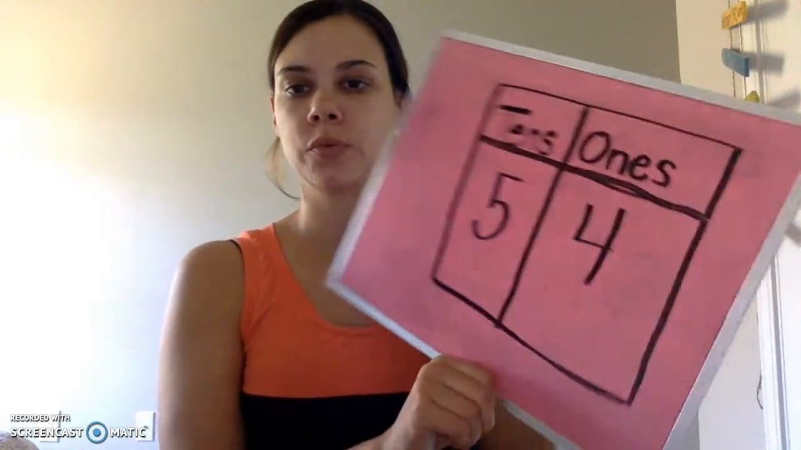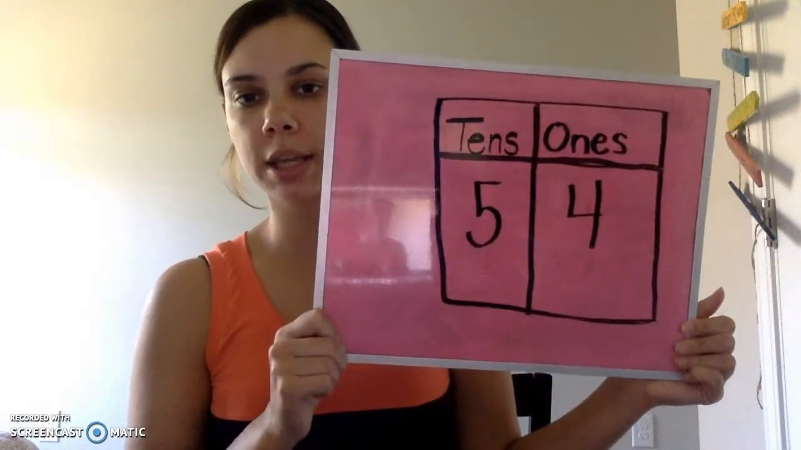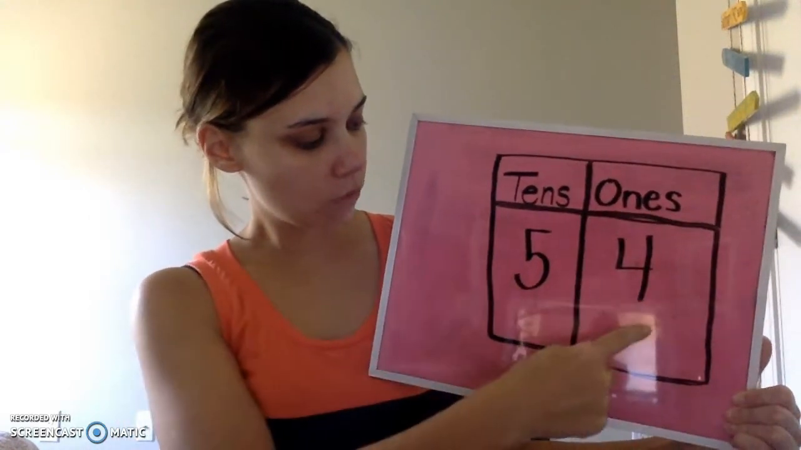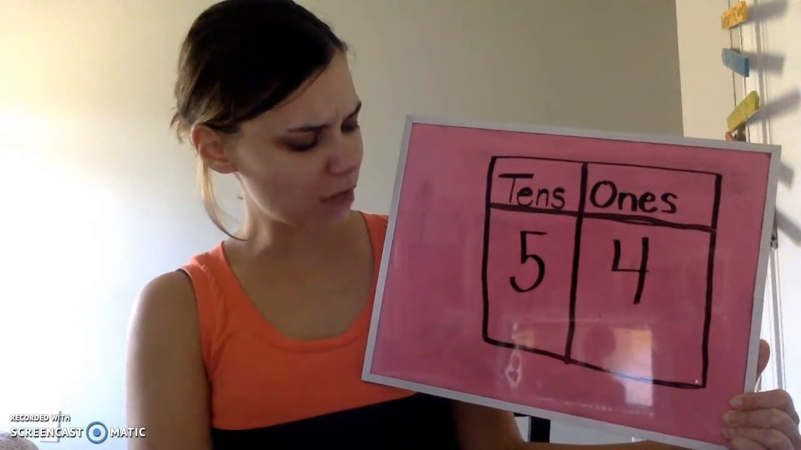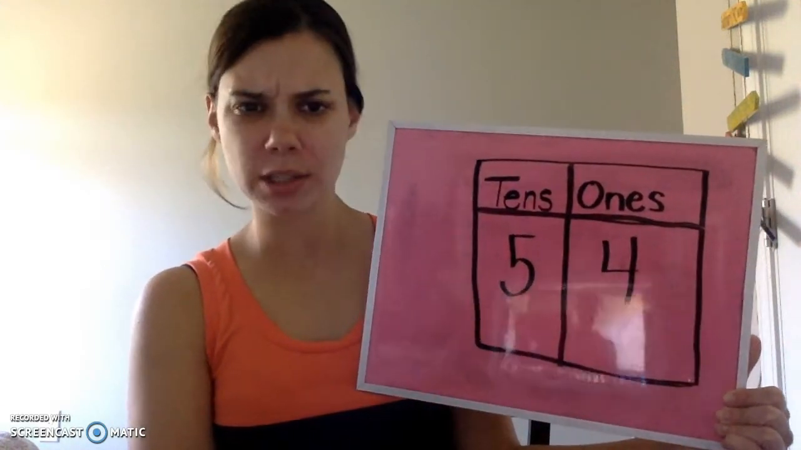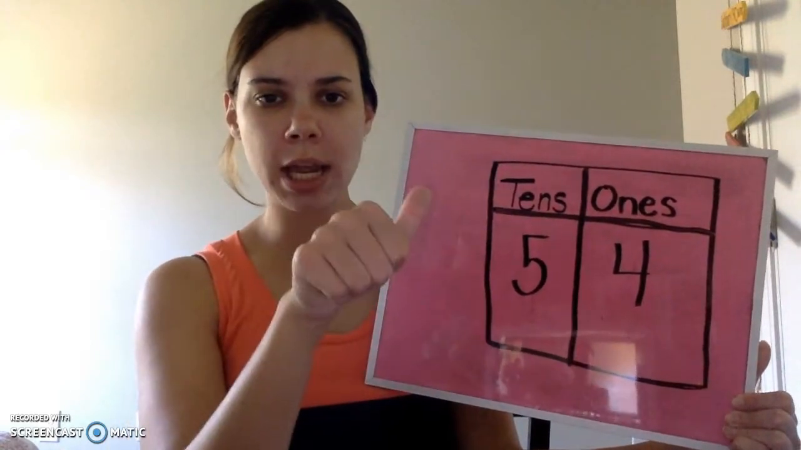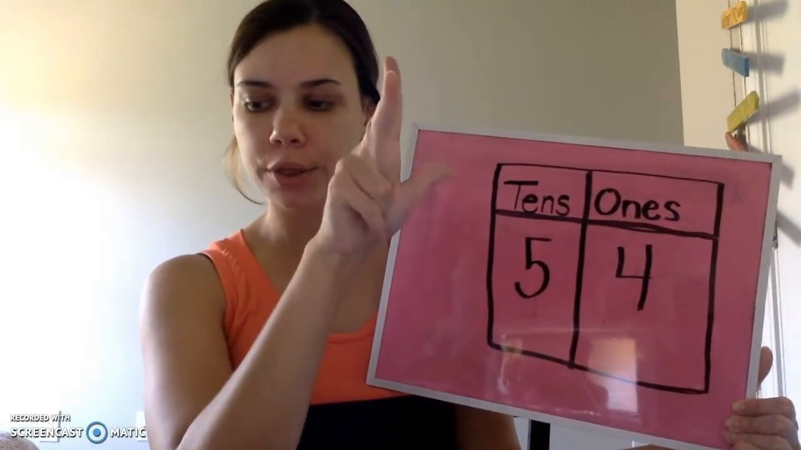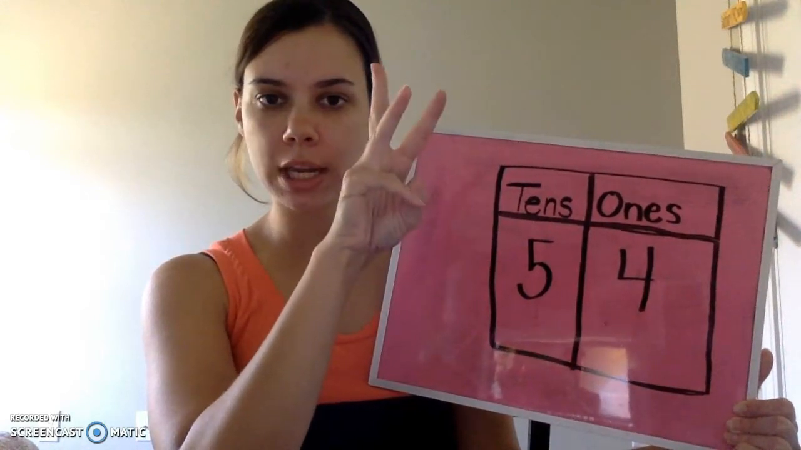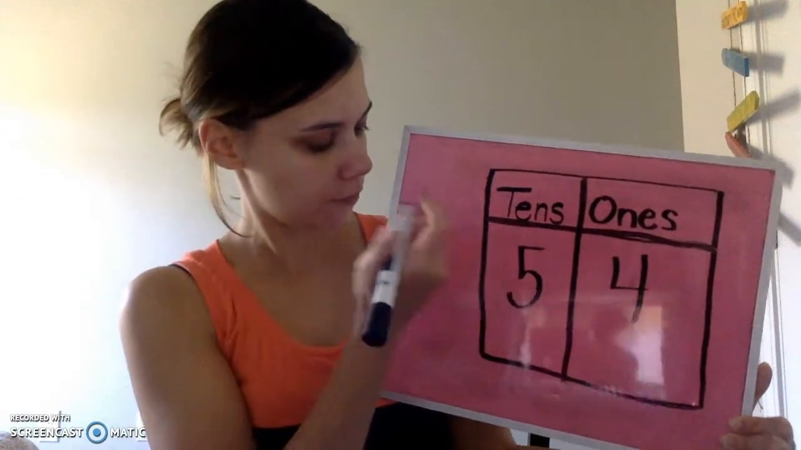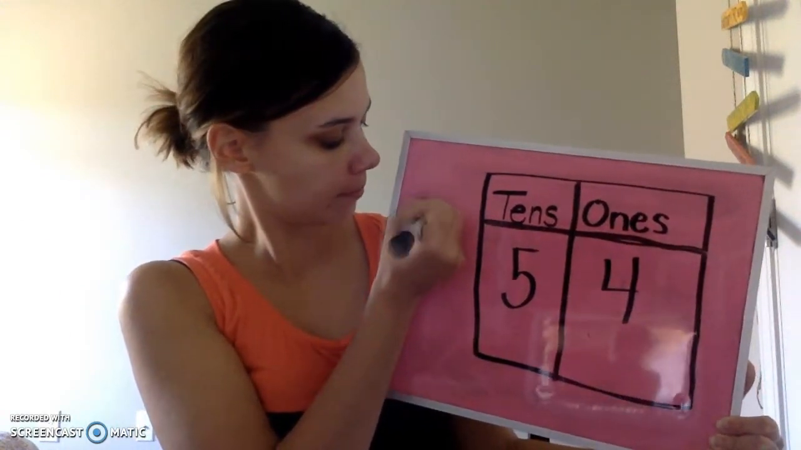All right, are you ready to show your answer? I'm going to show mine. Let's see if you got it right. Does your answer look like this? 5 tens, 4 ones. Hey friends, how much is 5 tens? If we counted out 5 tens, 10, 20, 30, 40, 50. You're right, 5 tens is 50.